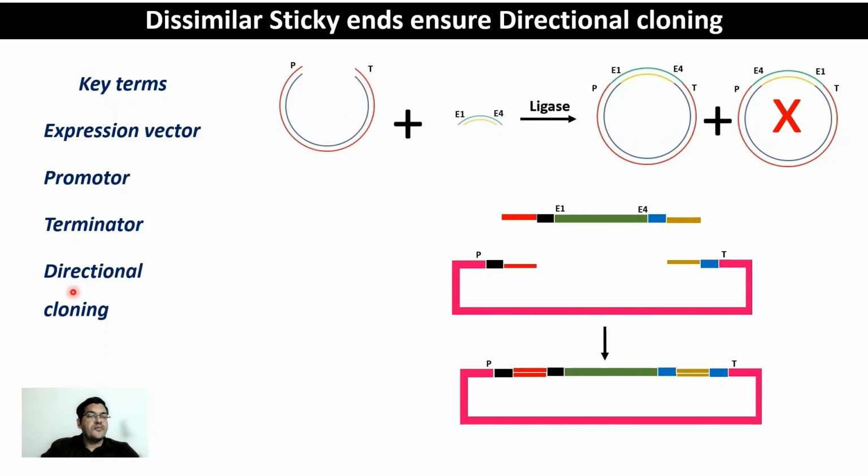Then, of course, we have talked of directional cloning. And I told you, for protein expression, it is important that you have the insertion of the insert in a specific orientation. So this process is known as directional cloning, and this can be facilitated by using two different sets of sticky ends on the insert here, and accordingly you have the complementary sticky ends on the vector here. So this is basically what you get.